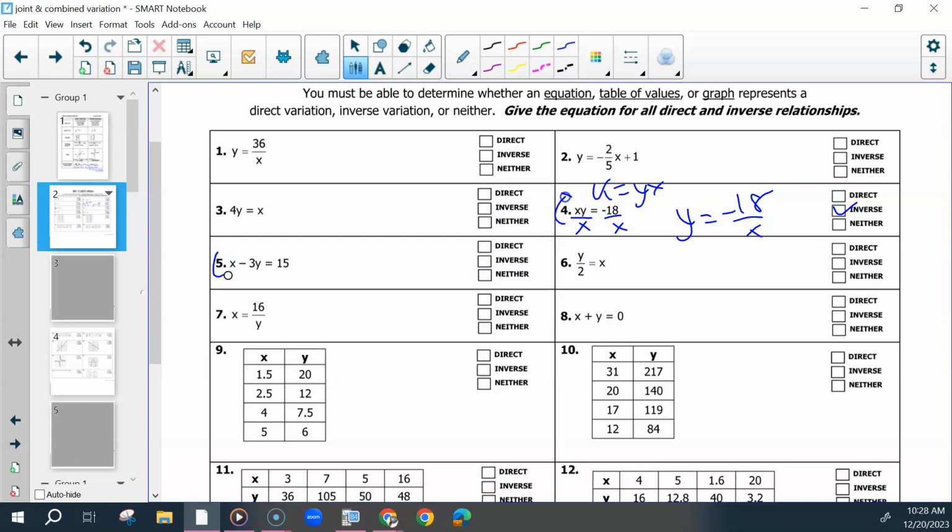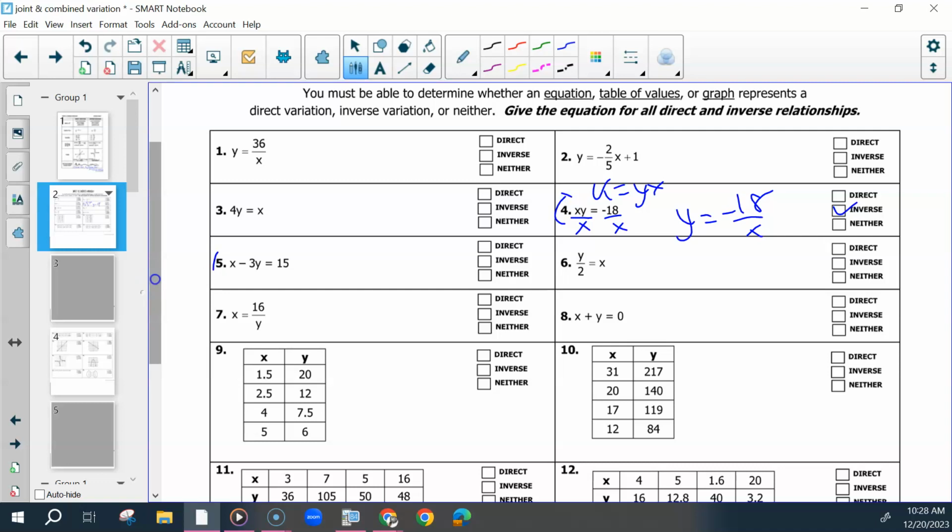For number 5, this is going to be linear. It's going to be some line. So that means it's either going to be direct or it's going to be neither. But you have to solve for it. If you don't see something with a 0, you can almost assume it's going to be neither, but solve for it just to make sure.